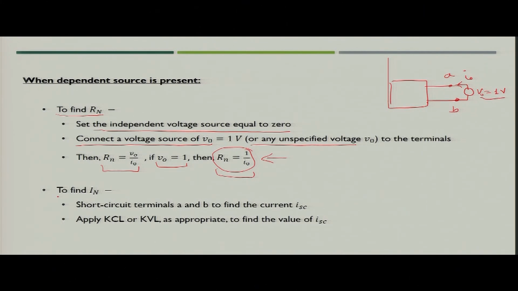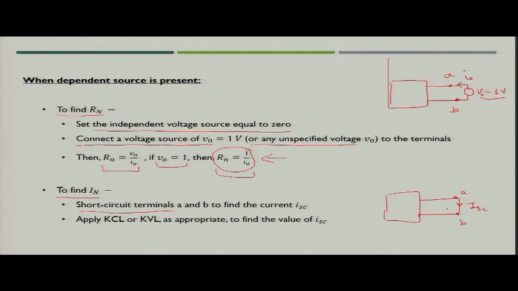Now, next we need to find the value of Norton's current. That means you have to short circuit the terminals A and B. So, you have the network and the terminals A B. Now, you need to find the value of the short circuit current. That means you first short circuit both terminals and find the value of the current flowing through the short circuited terminal A B.